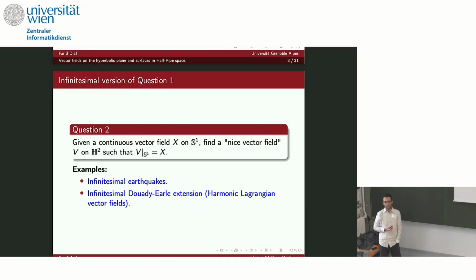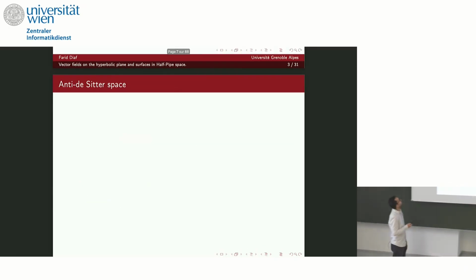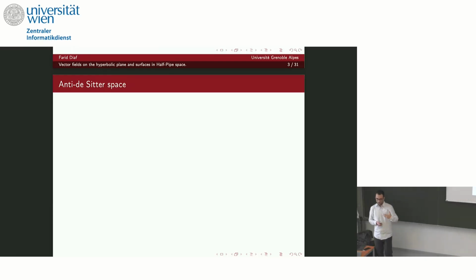So the goal of the talk is that I will try to explain that behind each of these two questions, there is an interesting three-dimensional geometry to study. And basically, the study of this geometry will provide many nice extensions. Okay, so what is the first geometry behind the first question, the question of extending circle homeomorphisms? This is called anti-de Sitter space.